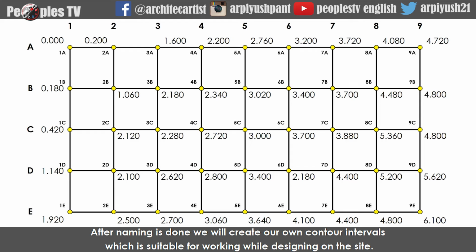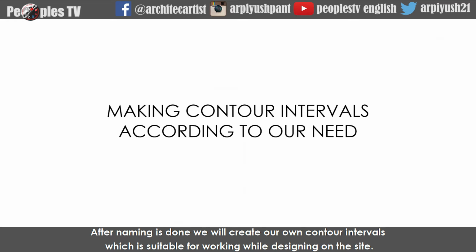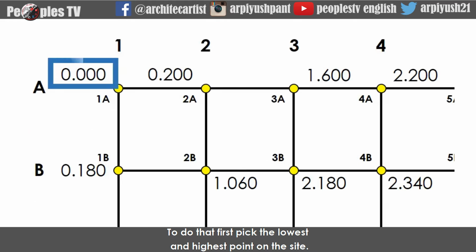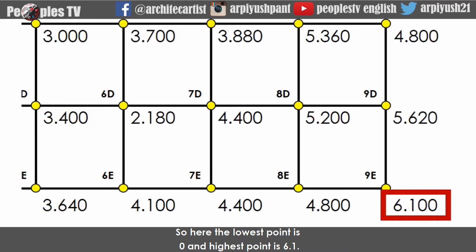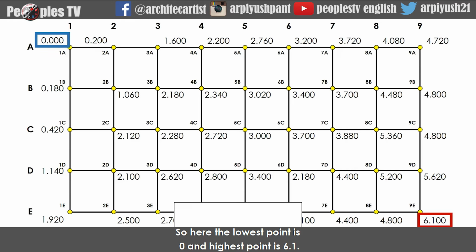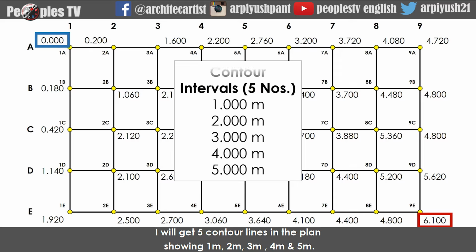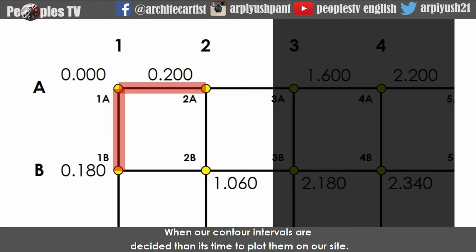After naming is done, we will create our own contour intervals which are suitable for working while designing on the site. To do that, first pick the lowest and highest point on the site. So here the lowest point is 0 and highest point is 6.1. Now I am taking the contour interval of 1 meter. That means I will get 5 contour lines in the plan showing 1 meter, 2 meters, 3 meters, 4 meters and 5 meters. When our contour intervals are decided, then it's time to plot them on our site.